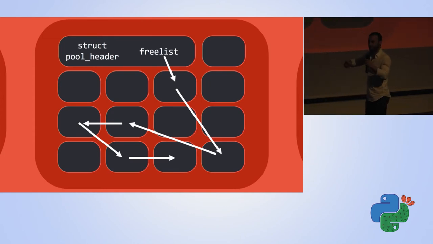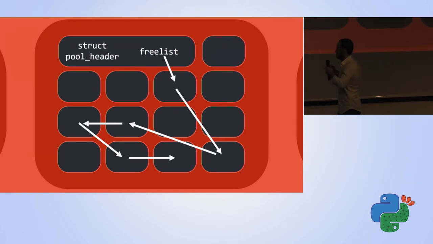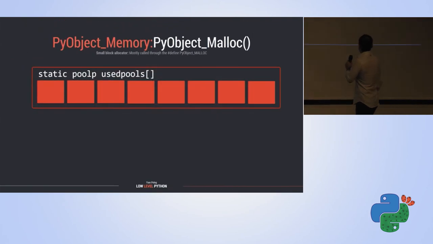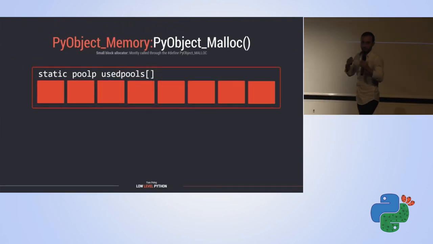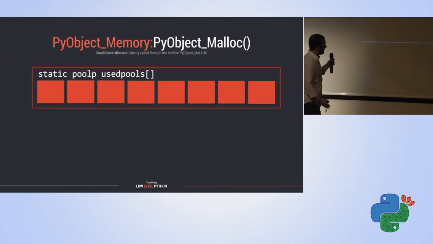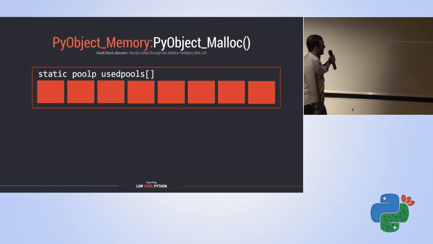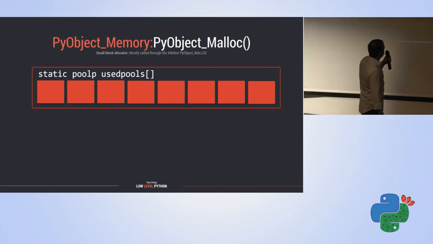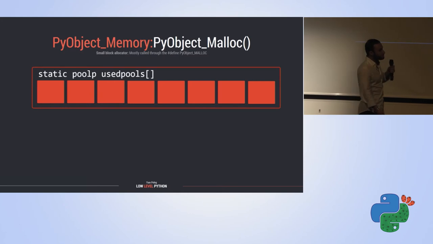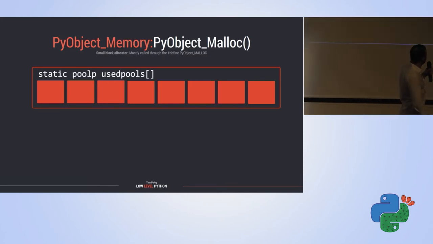So it's trying to free stuff over and over again, stuff that is already freed or malloc'd, and just terrible things happen, the computer crashes or something. Anyway, how does the interpreter actually know which pools inside all of this mess are empty? It has another array, which is called static pool p, used pools. You can loop over used pools.